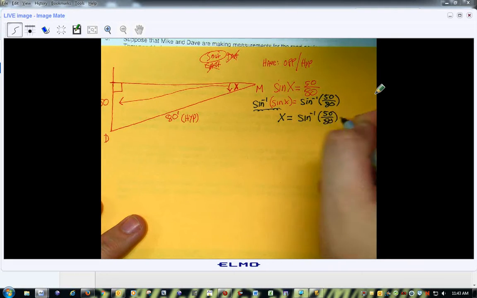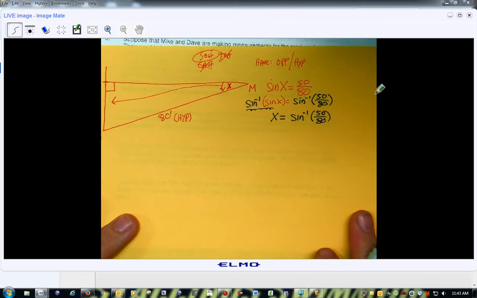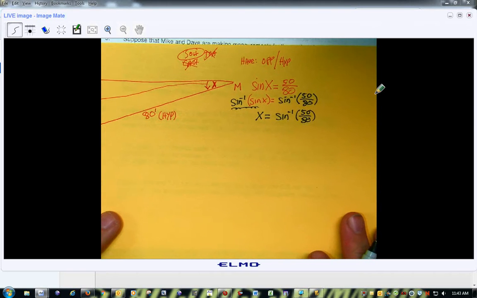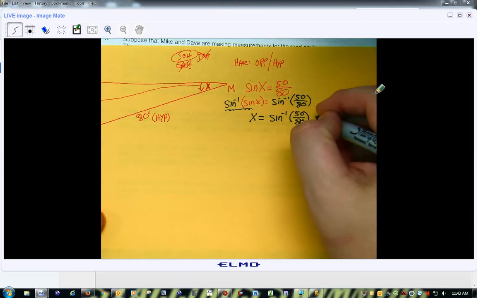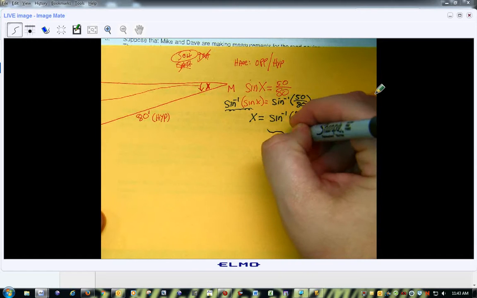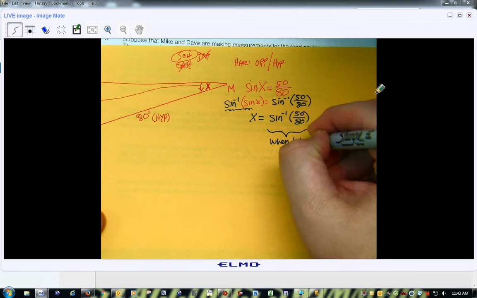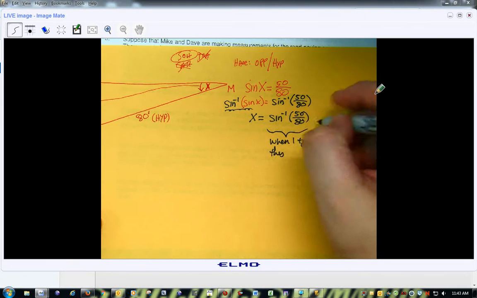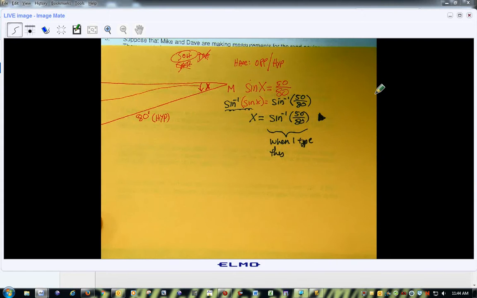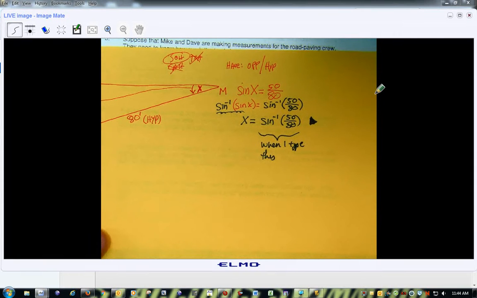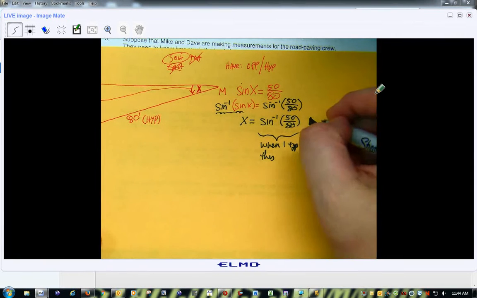Now, remember what our problem with the calculator is? It's in radians. And we're not going to change it because you're not allowed to change the settings on the calculators. So when I type this into the calculator, what we have to add is that darkened triangle pointing to the right, and what two letters? DD.